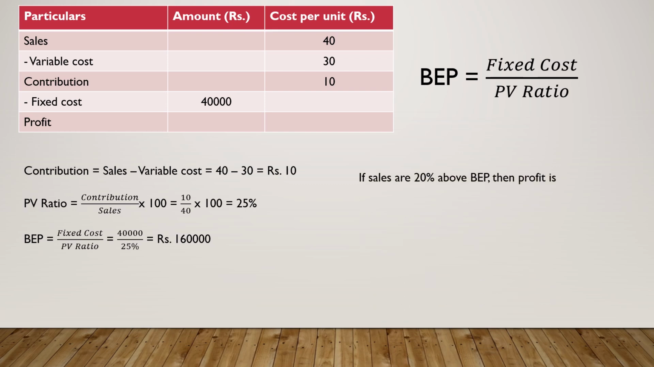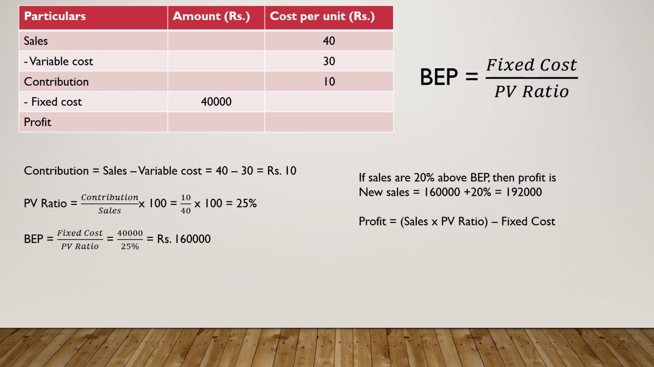Next thing which they have asked me: if your sales are 20% above break even point, then what will be the profit? So first of all, we will calculate the new sales. The new sales is 1,60,000 plus 20%. That is 20% above 1,60,000. So 20% of 1,60,000 is 32,000. So 1,60,000 plus 32,000, your answer will be 1,92,000.